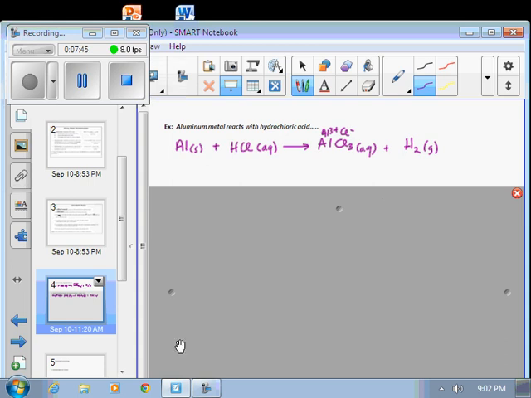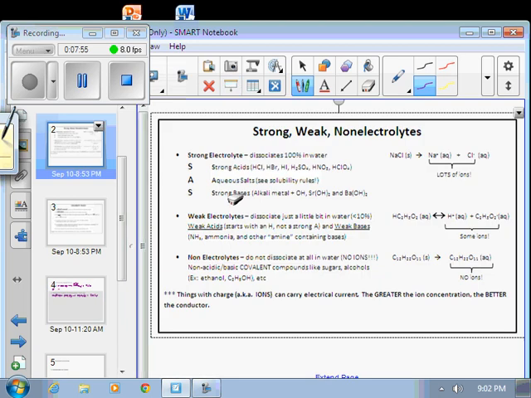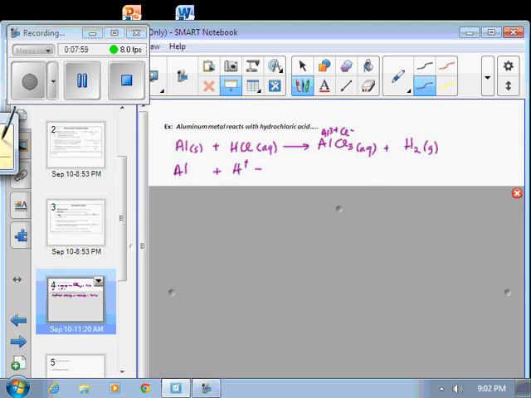All right, let's break up any strong electrolytes. Well, aluminum's not going to break up. HCl, going back to the strong electrolyte list. Strong acid. Bam, it's going to break up. So H+ Cl-. Aluminum chloride, it's an aqueous ionic compound. It's an electrolyte. It's going to break up. Make sure you got that 3 right there because there's 3 chlorines. And last but not least, hydrogen gas is not an electrolyte. It is not made up of ions. It is not going to break up.